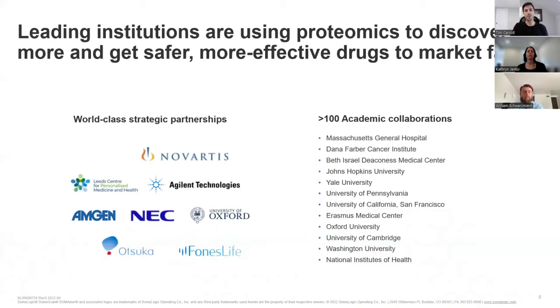The SomaScan platform has been instrumental in growing proteomics. In turn, partnerships with some of the top pharmaceutical companies, the NIH, and top academic institutions have followed. So you can rest assured that the SomaScan assay has been heavily vetted by collaborators and publications.